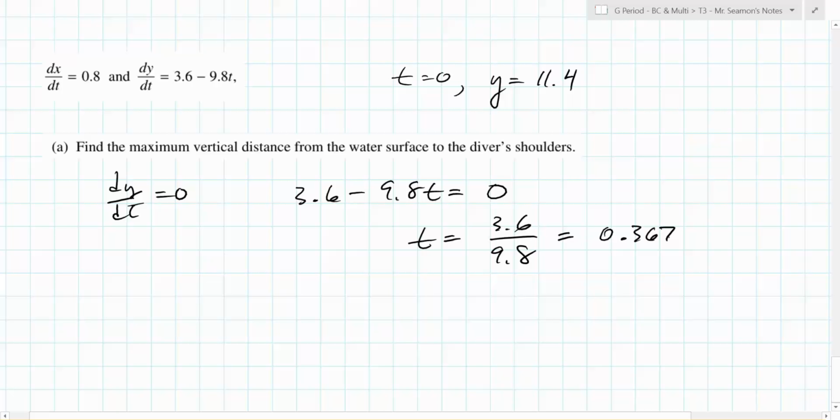That's the time. So then how do you find the maximum vertical distance from the water? So that's when it happens. So how do you go about figuring the next part? Yep, from the initial point. So it's going to be 11.4 plus what? Yes, exactly, the integral of dy dt. So 3.6 minus... Okay, I'll just keep on doing it.